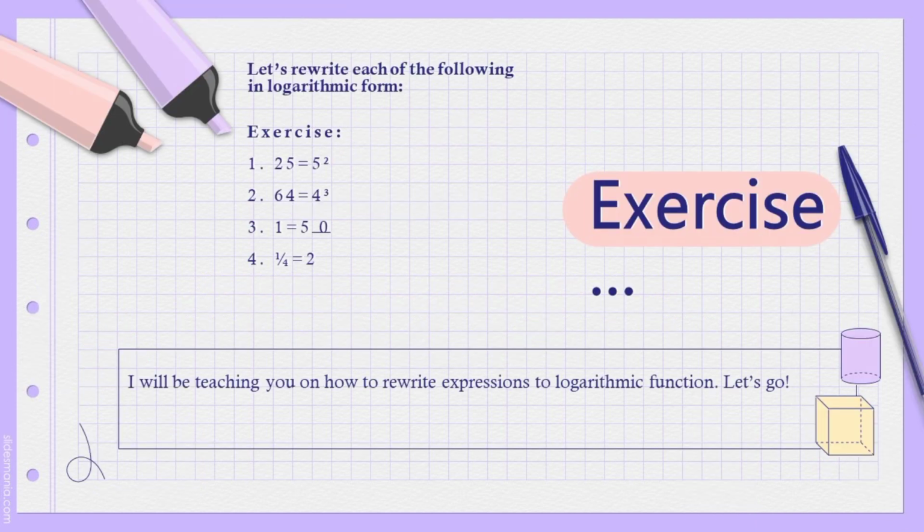Let's try rewriting each of the following in logarithmic form. Item number 1, 25 is equal to 5 squared. Number 2, 64 is equal to 4 cubed. Number 3, 1 is equal to 5 raised to 0. And number 4, 1/4 is equal to 2 raised to negative 2.